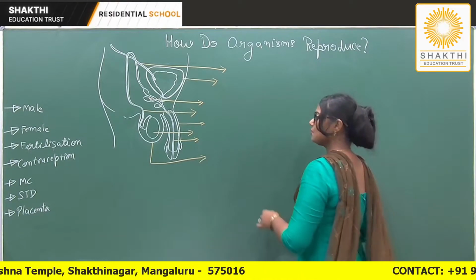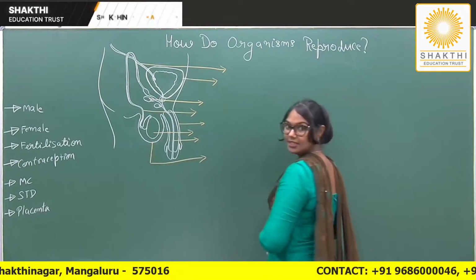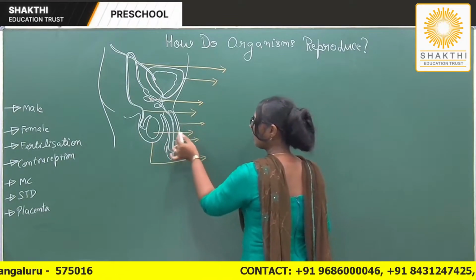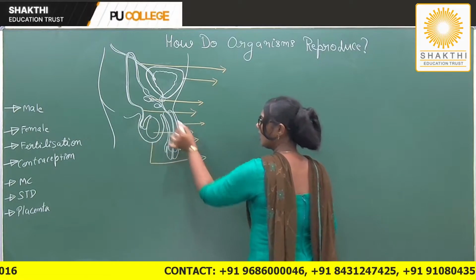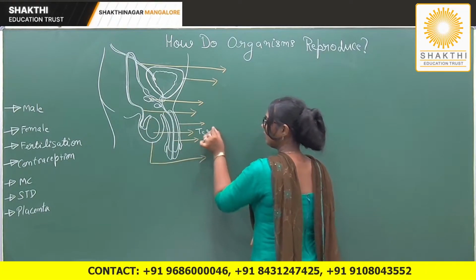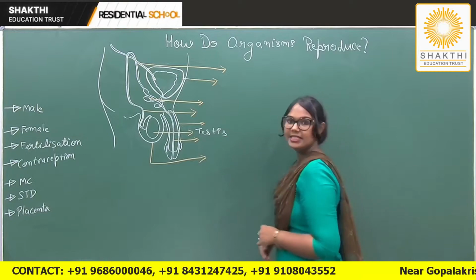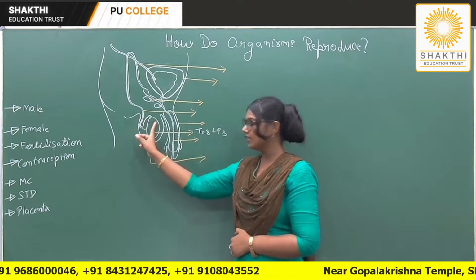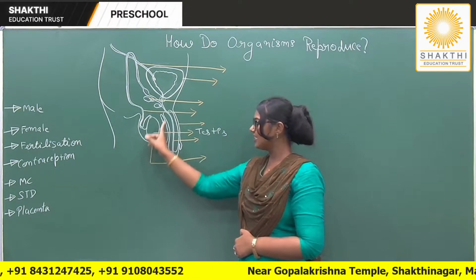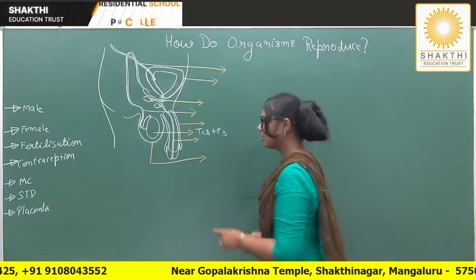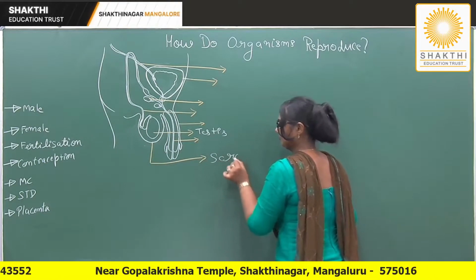The most important reproductive part is the testis. We have a pair of testes located outside the abdominal cavity in a sac-like structure, as you can see. This is the testis. It is present in a sac-like structure, and the structure is called the scrotum.